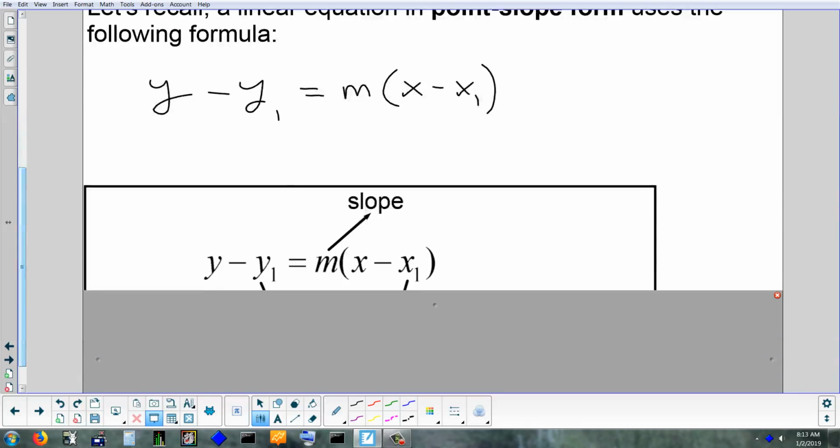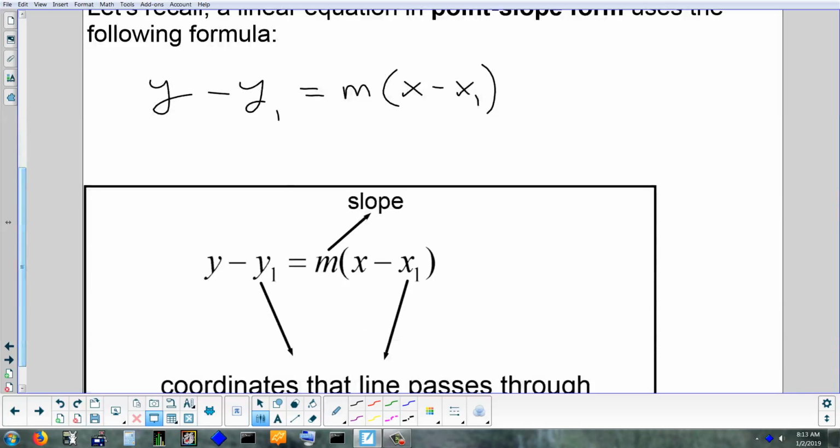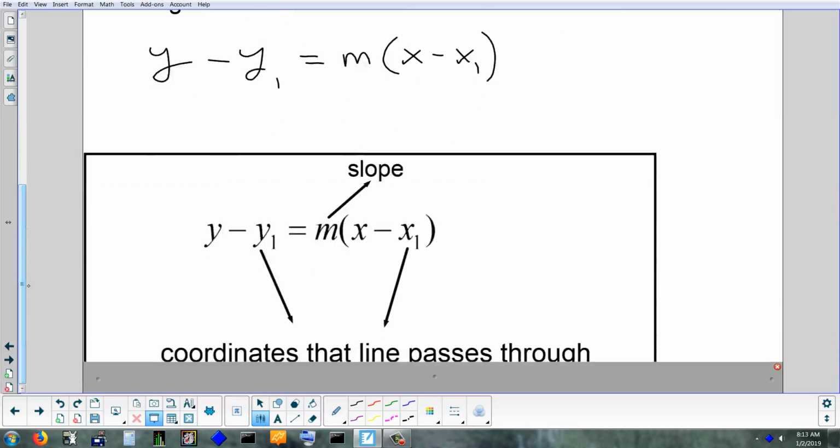So that very top box on your guided notes where it says point slope form, just fill that in. Also make sure you fill in what the arrows are pointing to. M is slope, and then the other thing is your coordinate.